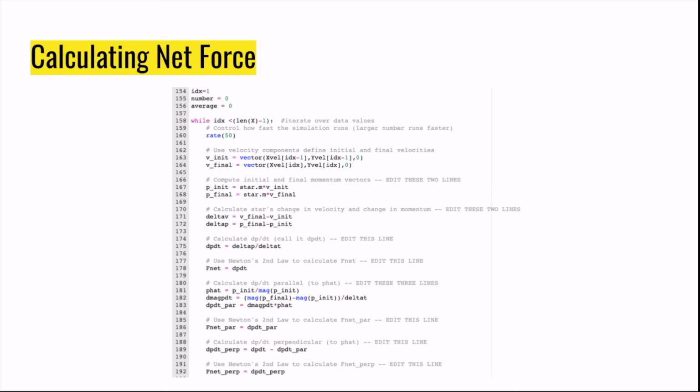Moving forward, we must calculate the net force of the star. To do so, we must define the initial and final velocities, and then compute the initial and final momentum vectors. Once that is done, we must find the change in velocity and momentum of the star. After that, we find the net force using Newton's second law, and then using delta t and the initial and final momentum vectors, we must find the parallel net force. Once the parallel net force is done, we can also find the perpendicular net force.